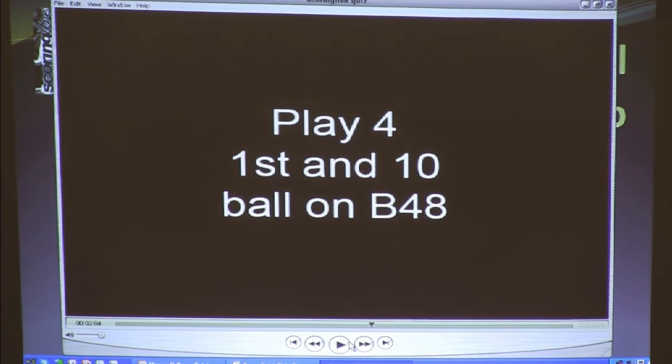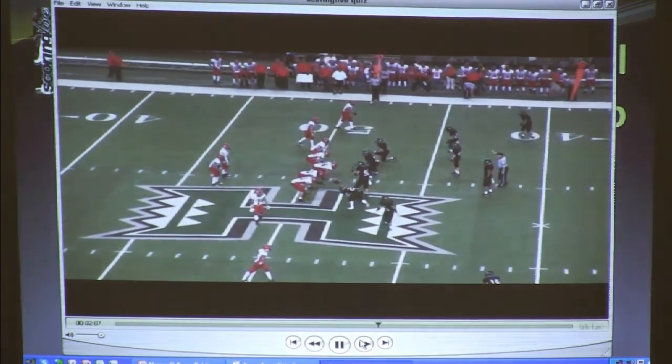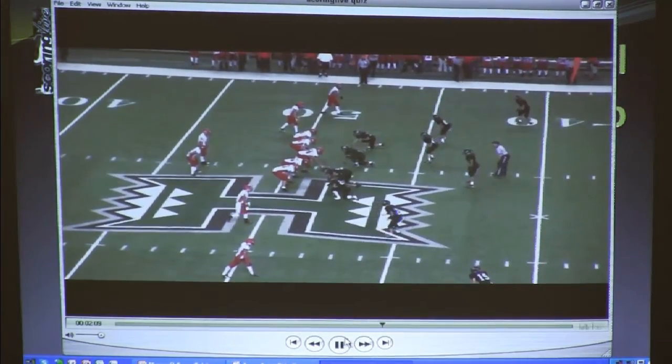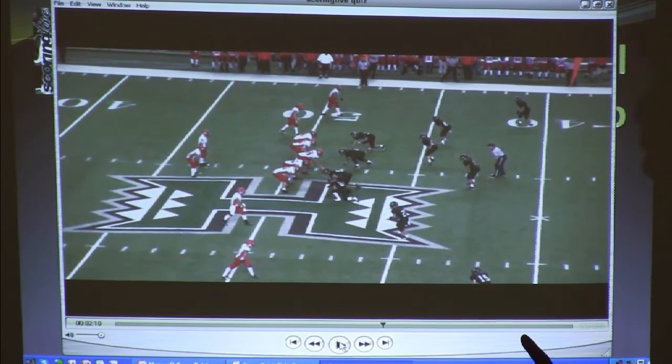Okay, this is the result. 27 yards from A25 to B48. Got it? Okay, play 4. 1st and 10. Ball's now on the B48. Okay? 1st and 10, B48.